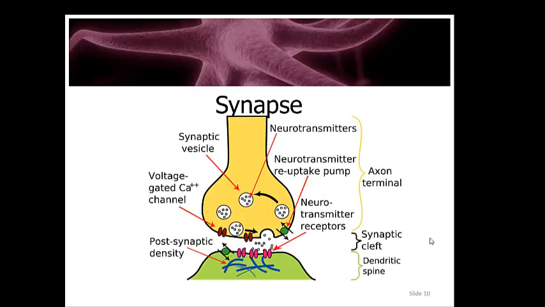This is an example right here of the synapse. We can see that the neurotransmitters are in a presynaptic neuron, then transferring over the synaptic cleft to then attach to parts on the postsynaptic neuron.